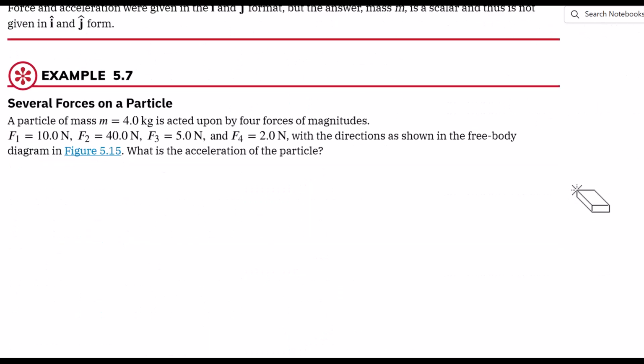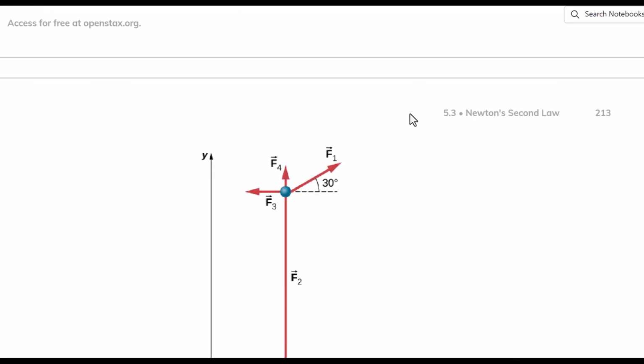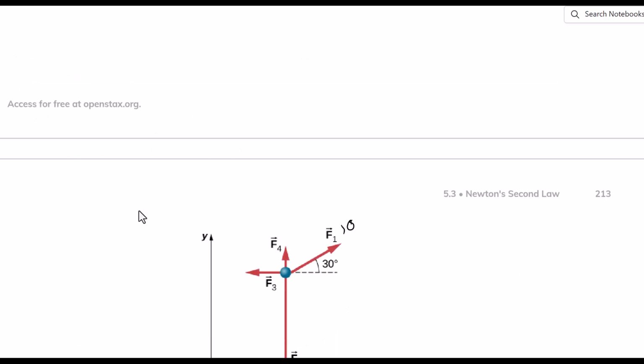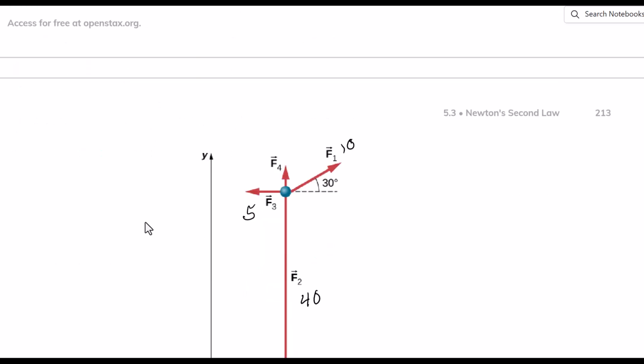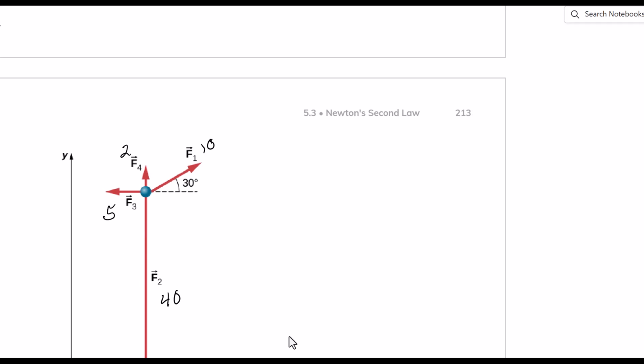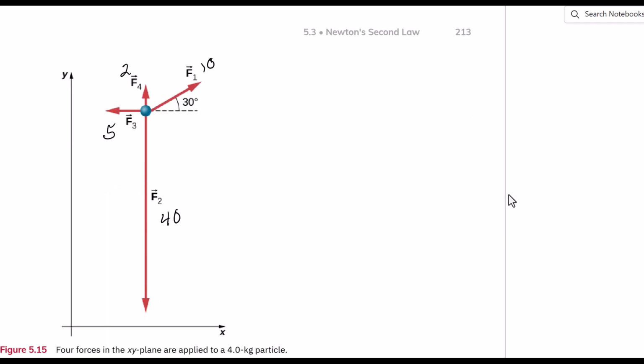Okay, so 10 and then 40. Heaven forbid we label them on the picture. 10, 40, oh, they even made them kind of proportional to their size. That's cute. 5 and 2. Okay, so here we go. Now, all of these are already entirely x or entirely y, except for that stupid F1 thingy. So let's break out F1.